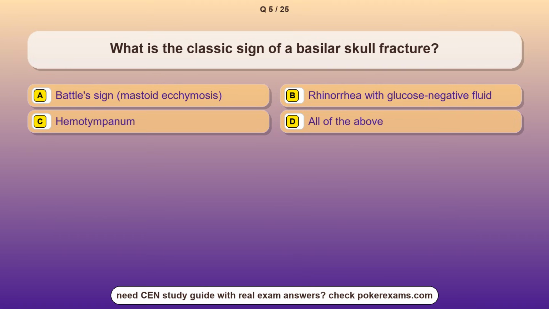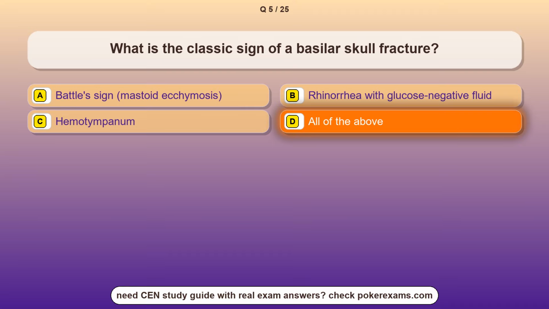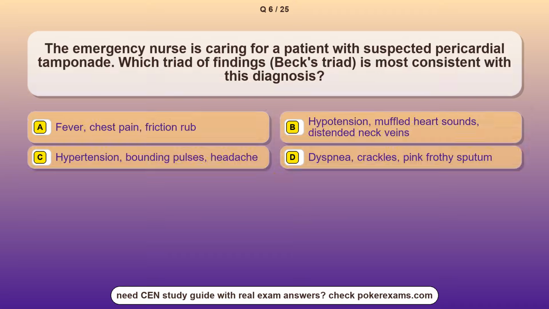Question 5. What is the classic sign of a basilar skull fracture? Option A. Battle's sign, mastoid ecchymosis. Option B. Rhinorrhea with glucose-negative fluid. Option C. Hemotympanum. Option D. All of the above. The correct answer is option D. All of the above.